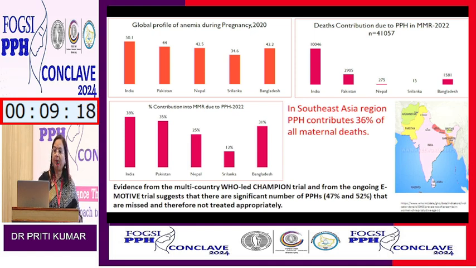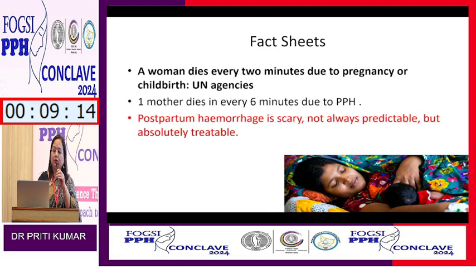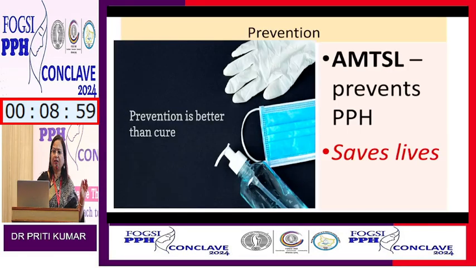So for every OBGYN and every healthcare worker, we have to take this step forward. The facts show that a woman dies every 2 minutes due to pregnancy or childbirth, and one mother dies every 6 minutes due to PPH. Postpartum hemorrhage is scary, not always predictable, but absolutely treatable. Active management of third stage of labor: we must learn about it.